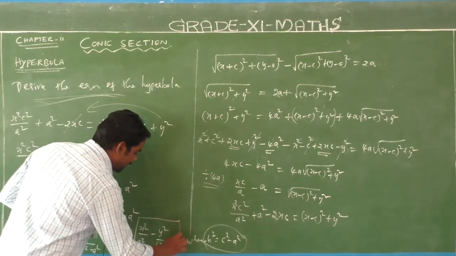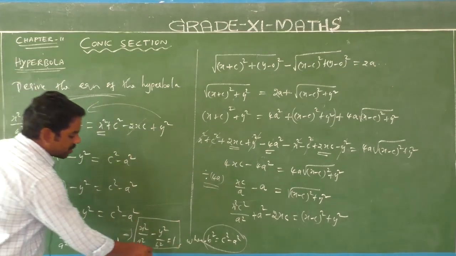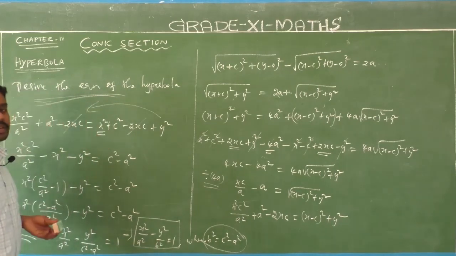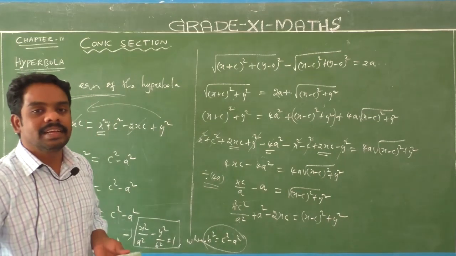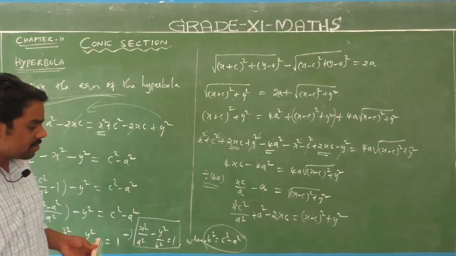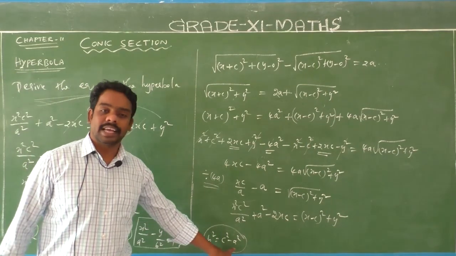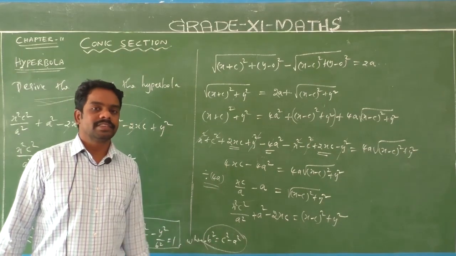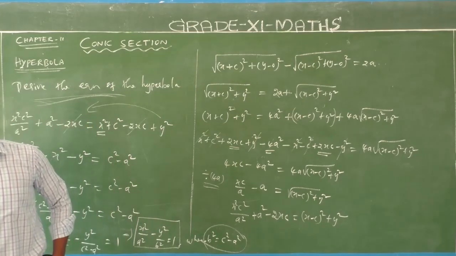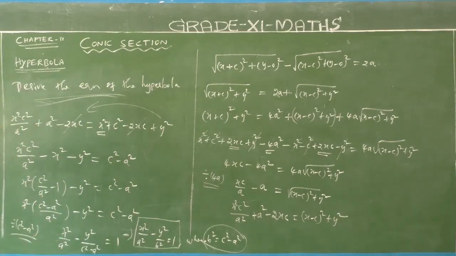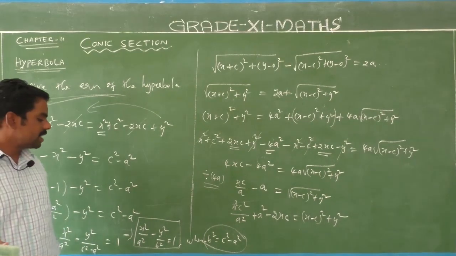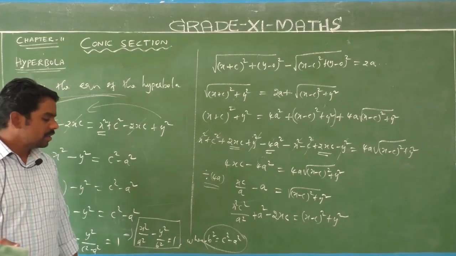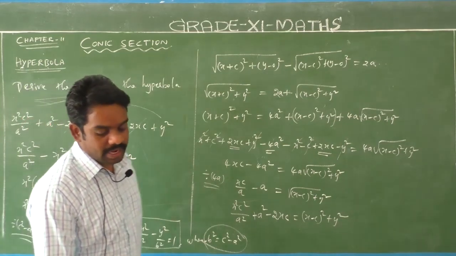Therefore, x squared by a squared minus y squared by b squared is equal to 1 is the equation of hyperbola when the directrixes are along the x axis. Here b squared value is c squared minus a squared. This is the derived equation of hyperbola. Therefore, the equation of hyperbola is x squared by a squared minus y squared by b squared equal to 1, where b squared equal to c squared minus a squared.